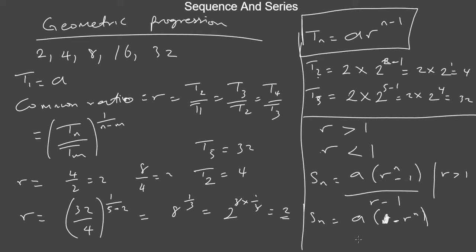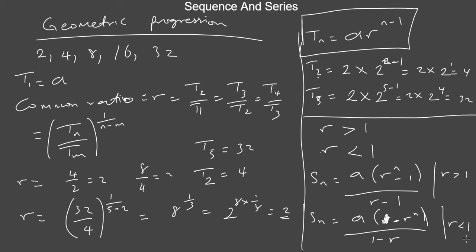Just swap this. Then you have 1 minus r, and that's for a case where r is less than 1. So these are the two formulas you should take note of for calculating the series of a geometric progression. But what if you have an infinite sequence, that is a sequence that does not terminate, and the common ratio is less than 1?